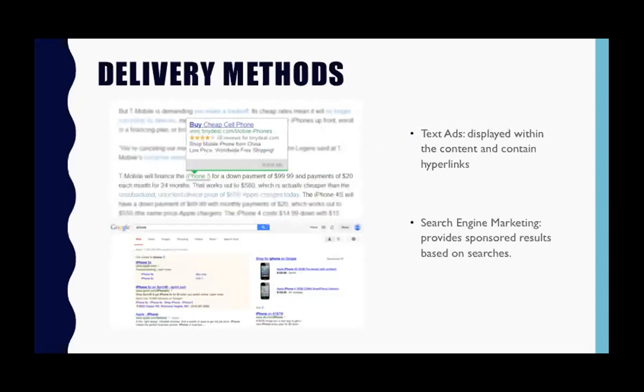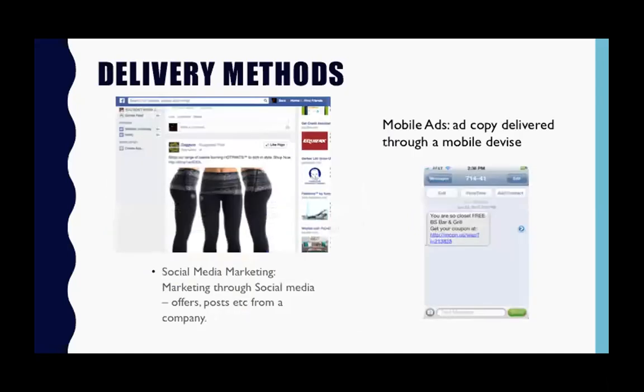Search engine marketing provides sponsored results based on searches. There's different delivery methods there as well. Mobile ads: if you're on your phone or even a tablet, ad copy is delivered through a mobile device. Social media marketing offers posts and so on from a company as well. So you can see Facebook. I'm sure you've seen a ton of ads. I know I've clicked on a few and actually got pulled into a few of those product ads that pop up on your social media sites.